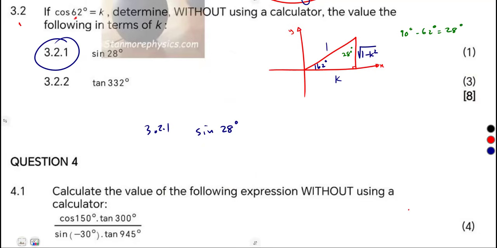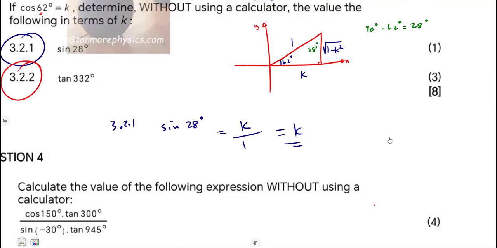So the sine of 28 degrees can be obtained as opposite over hypotenuse according to 28 degrees. This is our opposite and this is our hypotenuse. So it's opposite K over hypotenuse, which is 1. So that is equal to K, which is the same as cos 62 degrees. If you had just used the co-function concept, you would still have the same answer there. All right.